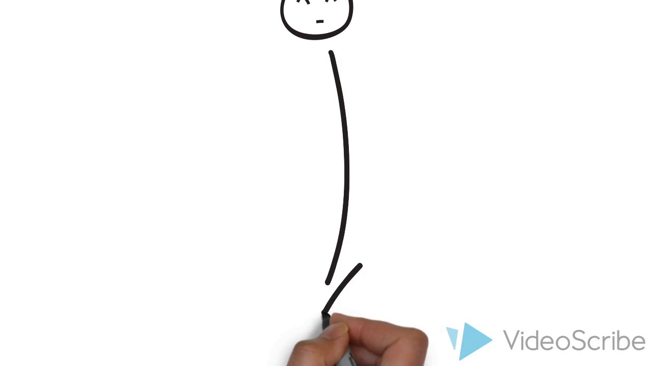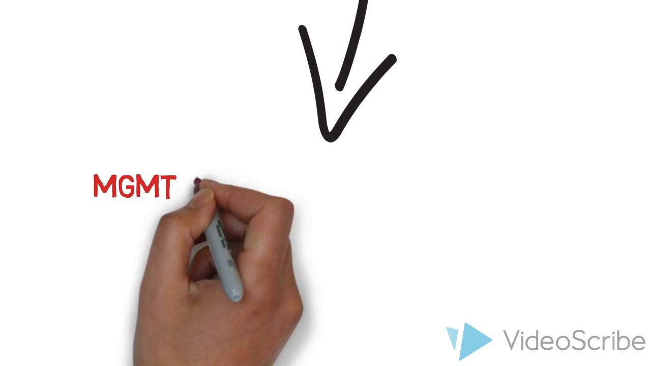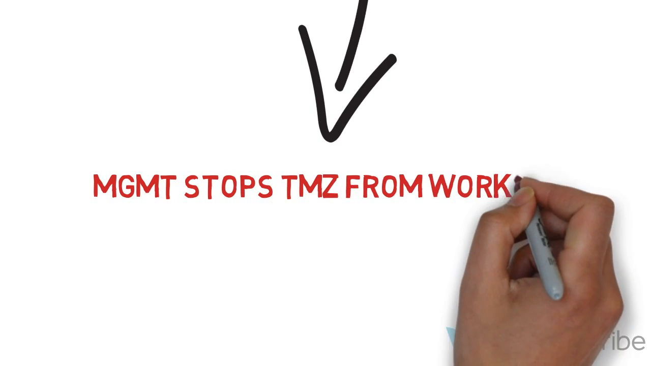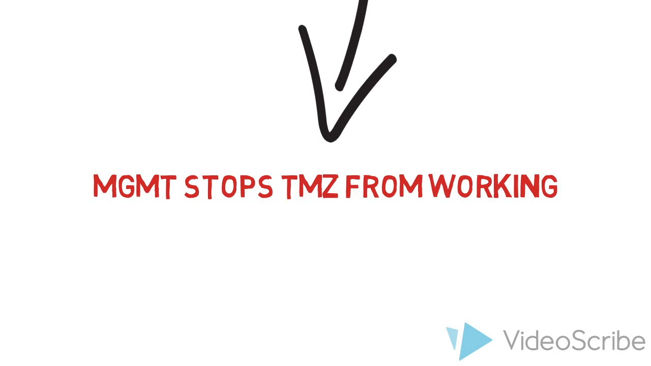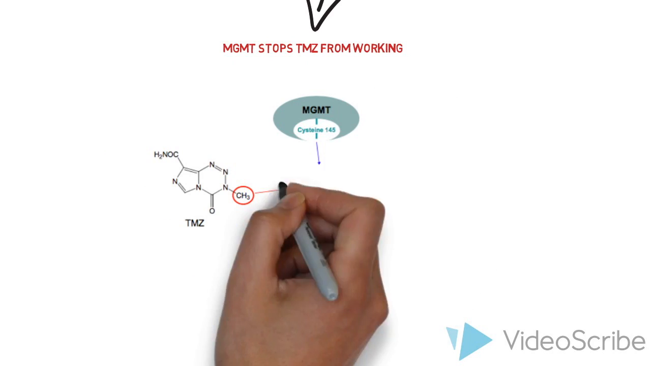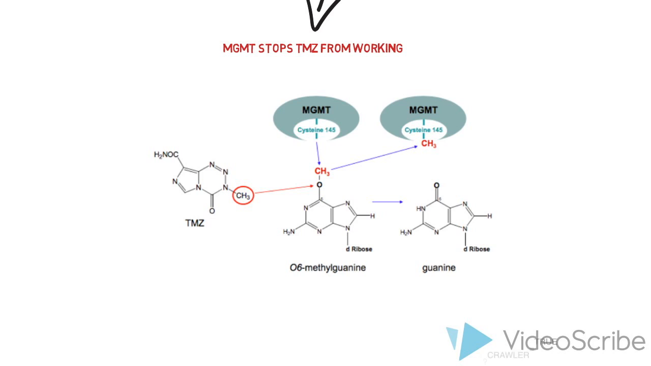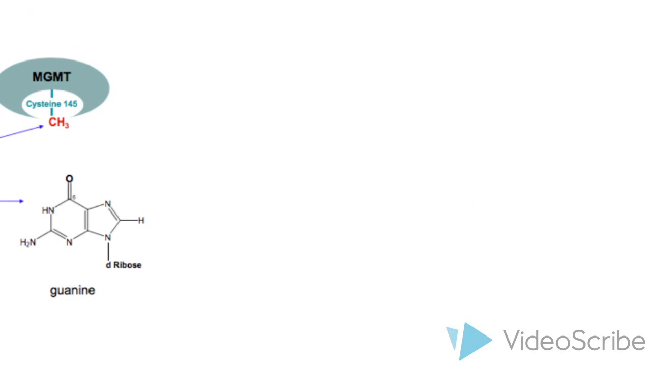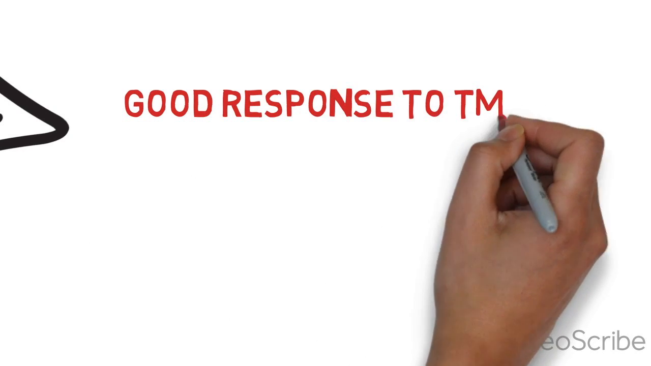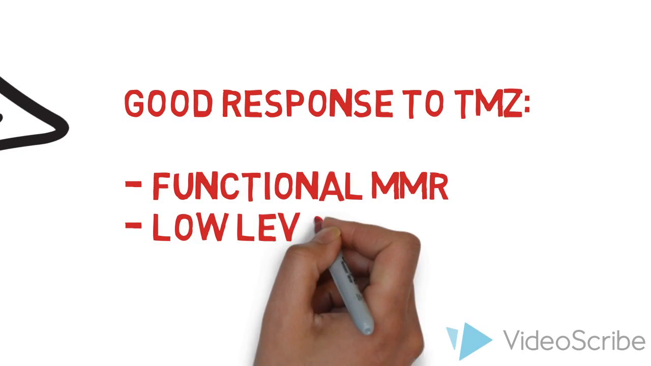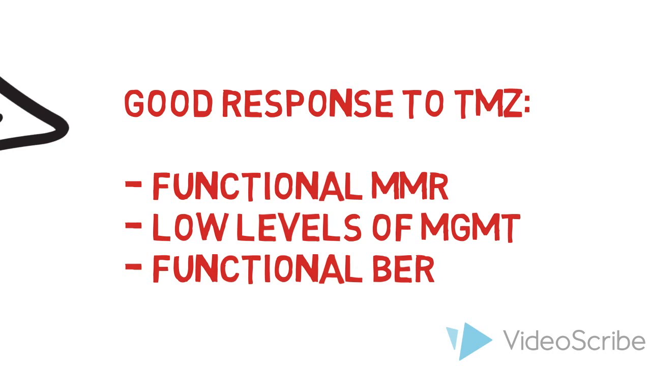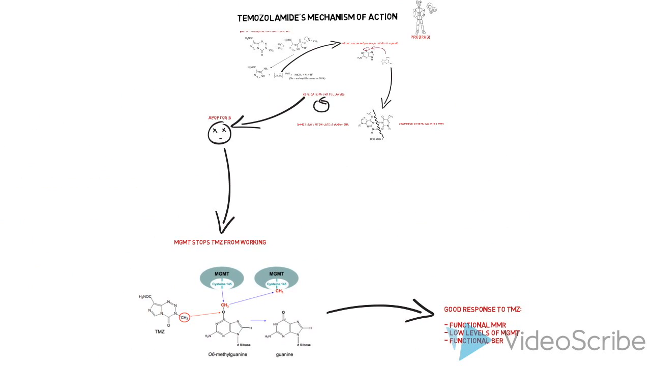Methylguanine methyltransferase, MGMT, is a protein that recognizes the O6-methyl group on guanine and removes it, therefore preventing mispairing with thymine from occurring. Good response to TMZ therefore requires functional MMR and low levels of MGMT. The most important DNA repair systems impacting the mechanism of action and cytotoxicity of TMZ are MGMT, MMR, and BER.